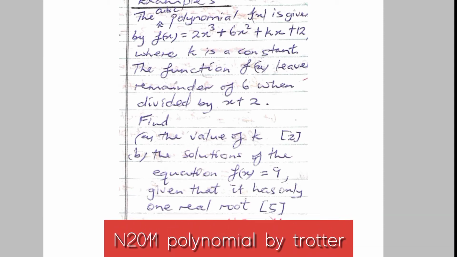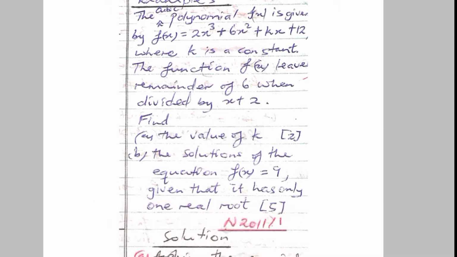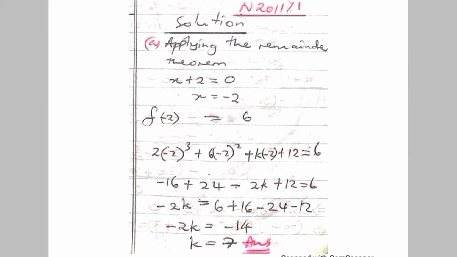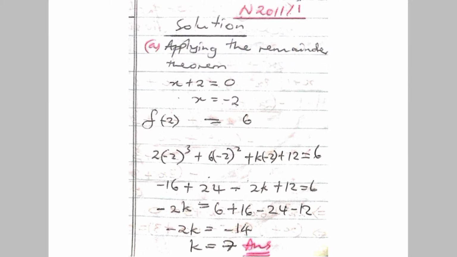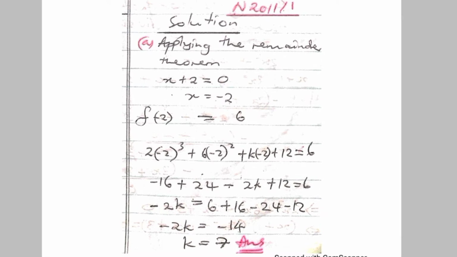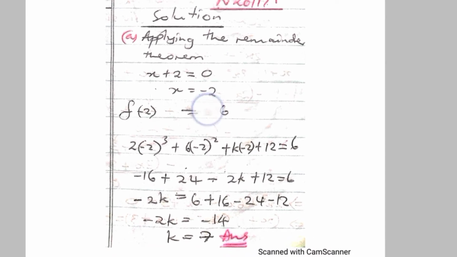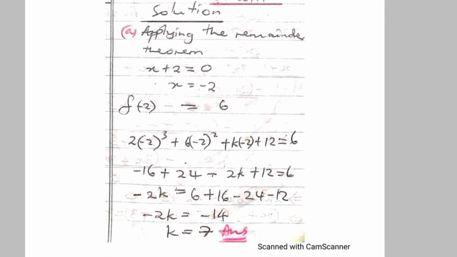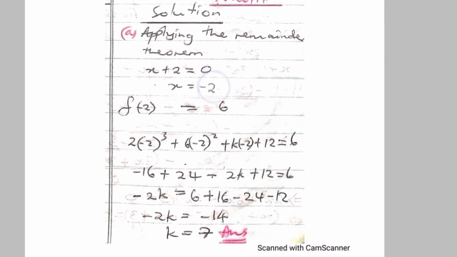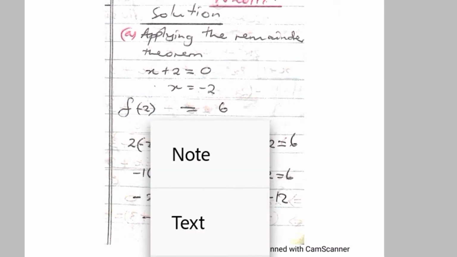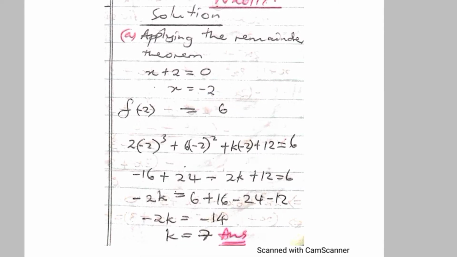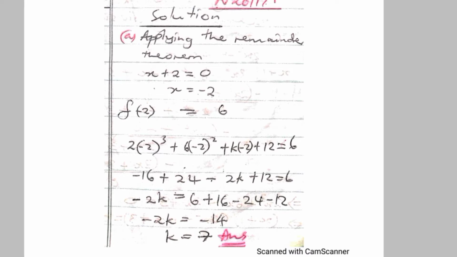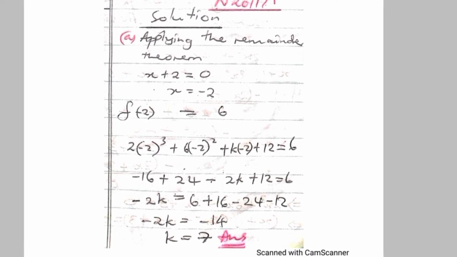So now we look at part A. In this case, we are going to apply the remainder theorem. The remainder theorem states that if f of x leaves a remainder of 6 when divided by x plus 2, then f of minus 2 is equal to the remainder. That's the remainder theorem. So what does this mean?